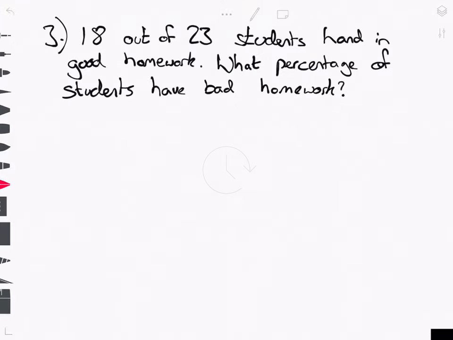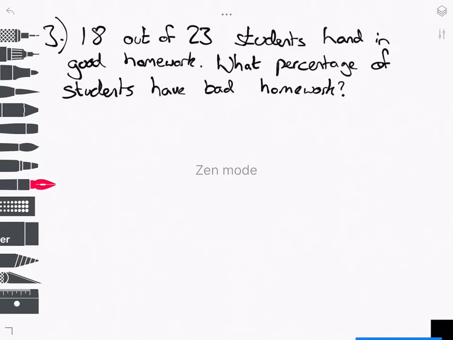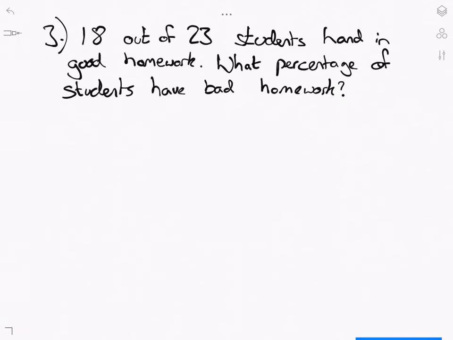Okay, and the last example starts getting a bit wordier, a lot more words. So it says 18 out of 23 students hand in good homework. What percentage of students have bad homework? So we're trying to find out a percentage from these two numbers. So we can easily make it into a fraction. That's really easy.